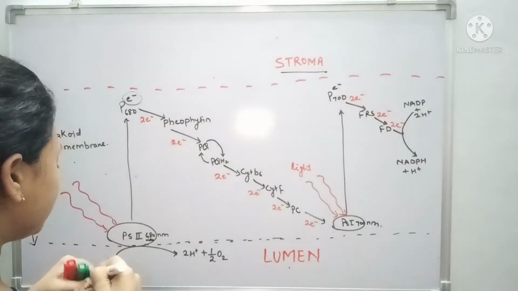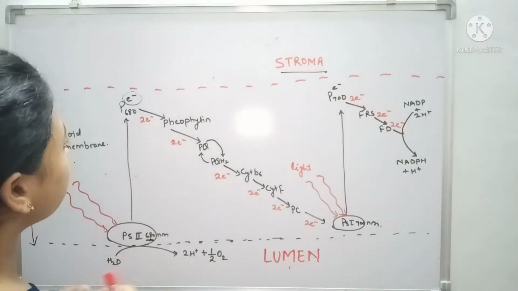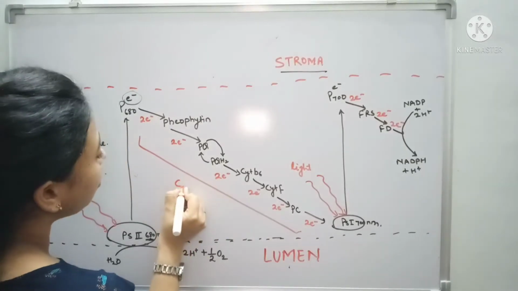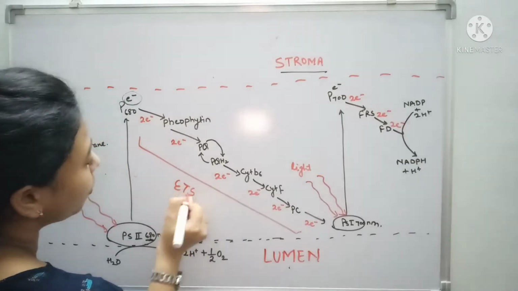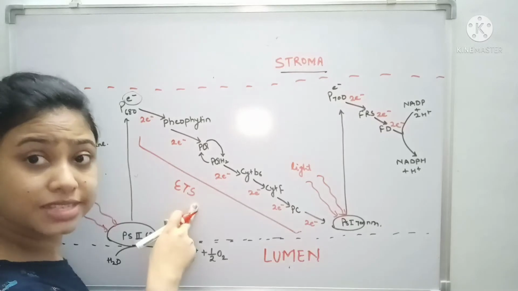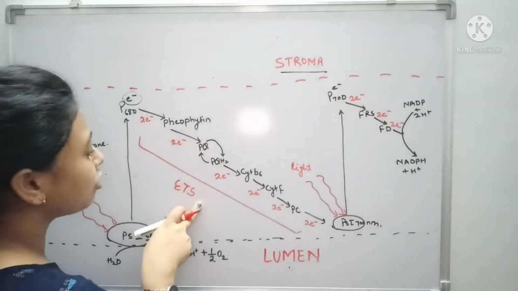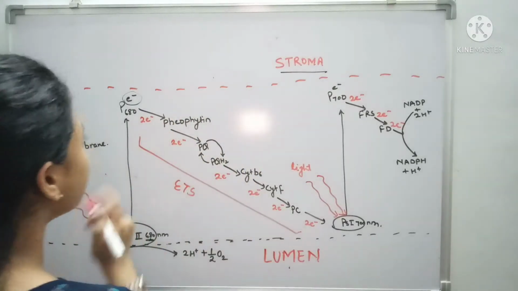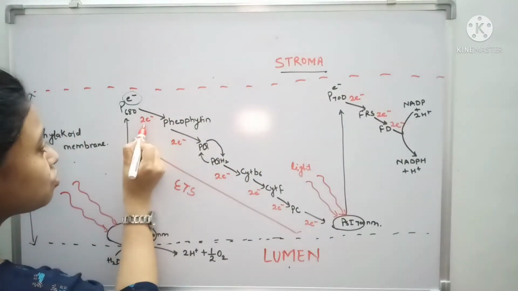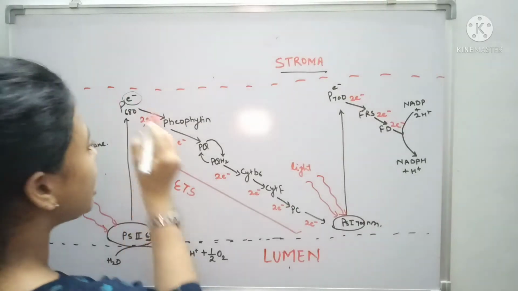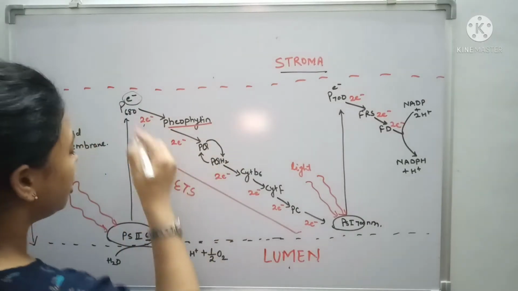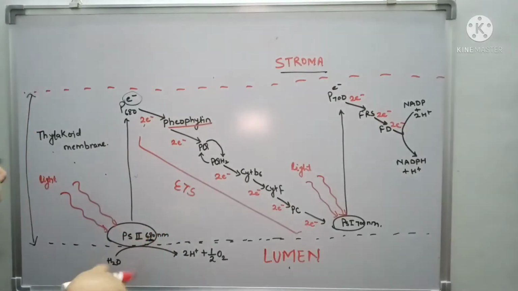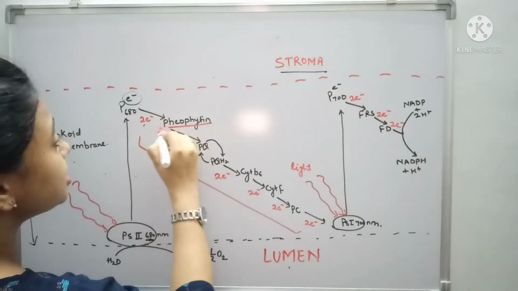After releasing its electron, these electrons are transported through a system called the electron transport system. It runs through this electron transport system, which is composed of various cytochromes. So let's have a look. These two electrons are firstly transferred to the pheophytin. So you can say in the light reaction, the first electron acceptor is the pheophytin.